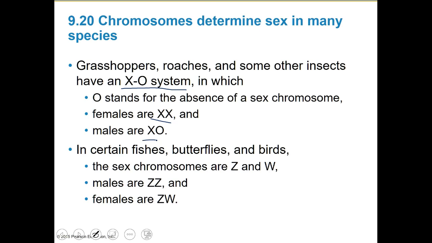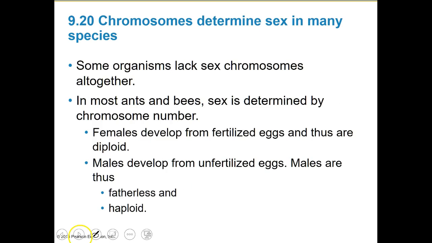In certain fish, butterflies, and birds, the chromosomes are Z and W. So males are ZZ and females are ZW. So the difference there is that the males are homozygous for the sex chromosomes, or not, I guess not homozygous. It's kind of the same. You could still think of it the same way.